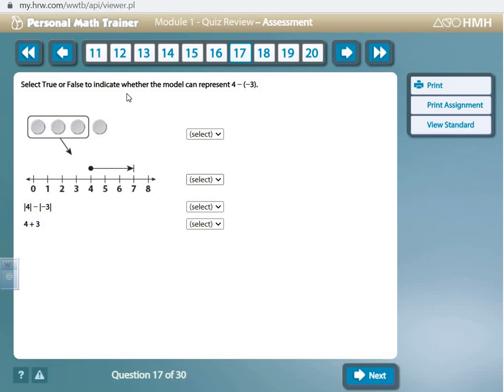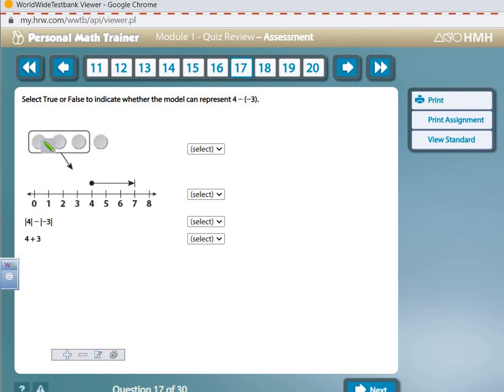Let's take a look at this one. True or false to indicate whether the model is 4 minus a negative 3. I really wish they had used color here. Maybe they didn't use color on purpose. These could be red or they could be yellow. I think they're supposed to be yellow. If they were yellow, this would represent 4 positives, take away 3 positives, right? So this would be 4 minus 3. If they were red, then it would be negative 4 minus negative 3.